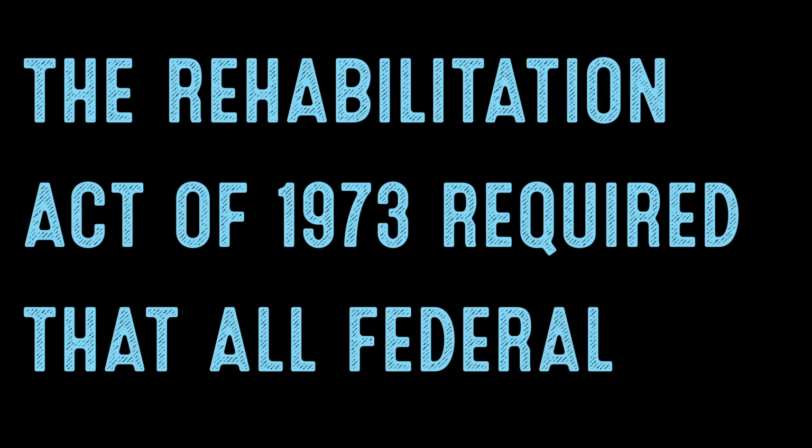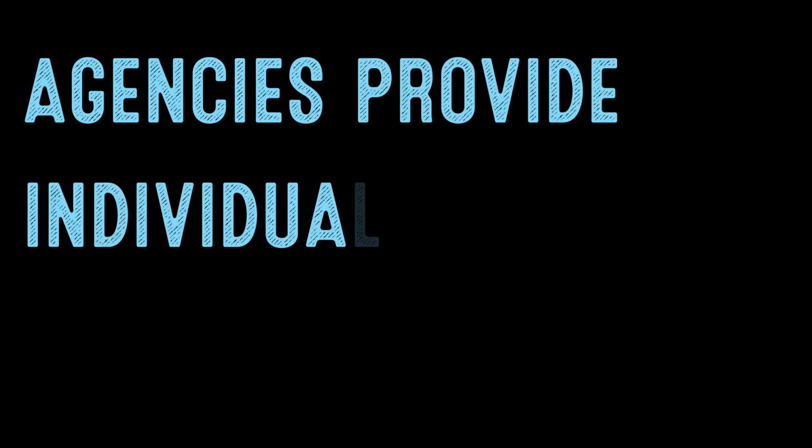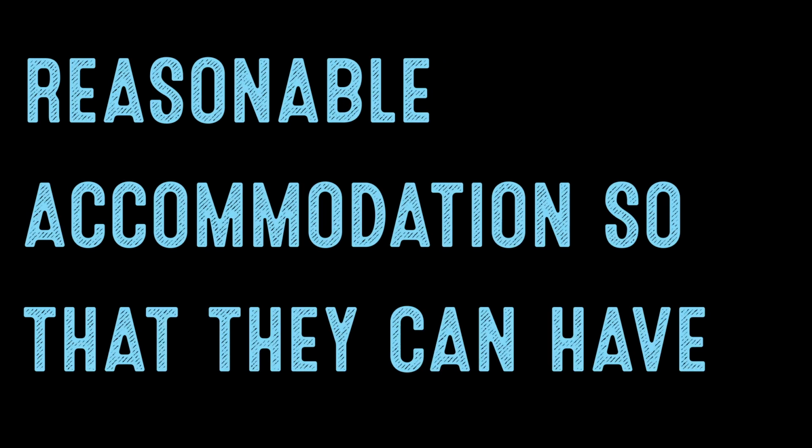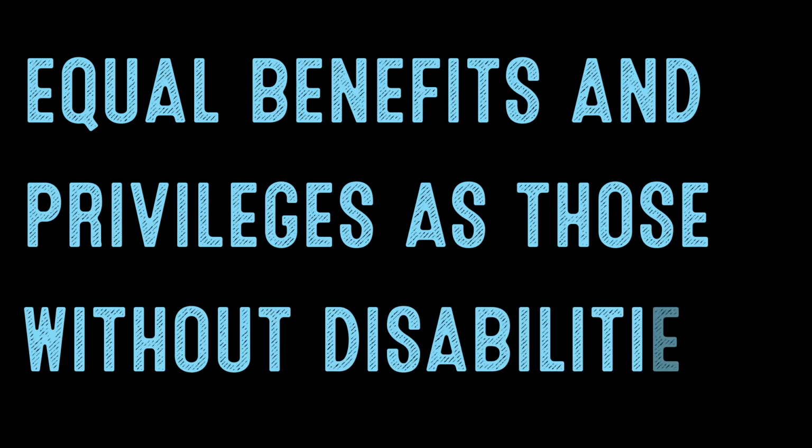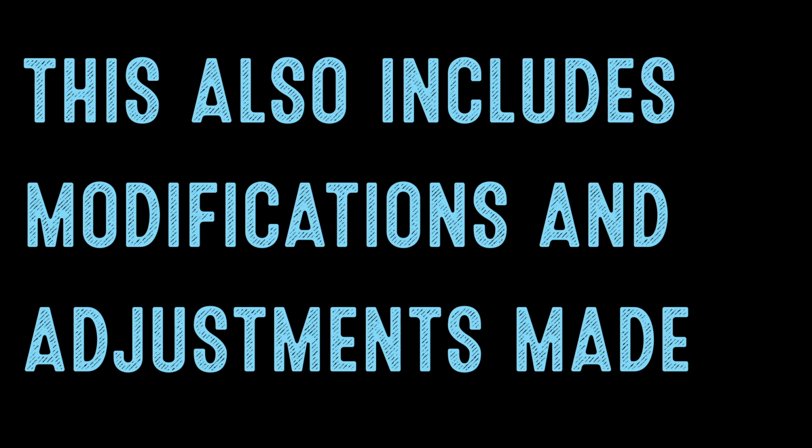The Rehabilitation Act of 1973 required that all federal agencies provide individuals with disabilities reasonable accommodation so that they can have equal benefits and privileges as those without disabilities. This also includes modifications and adjustments made for the disabled to be considered for a job and execute essential functions for a job.